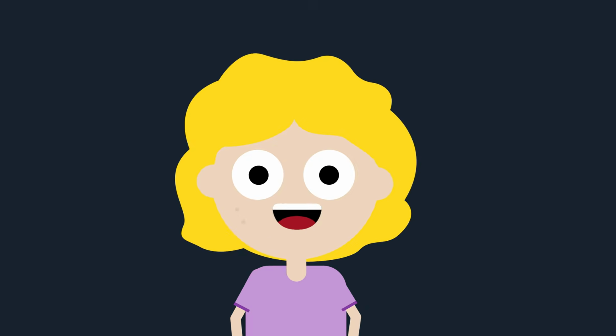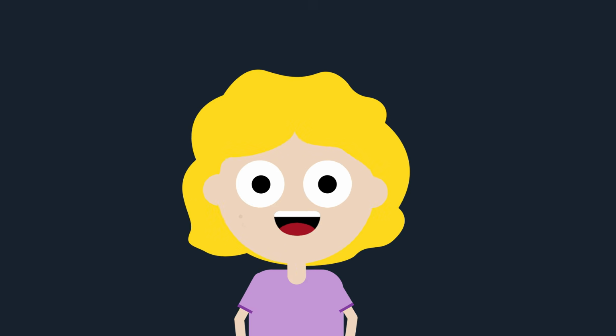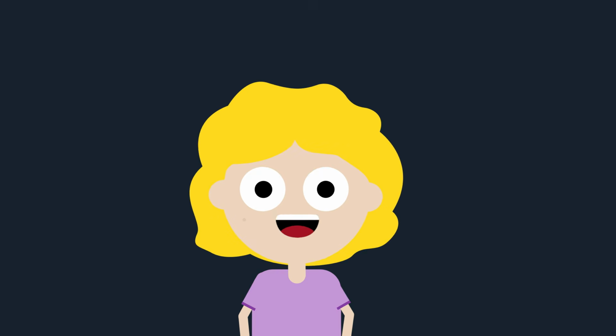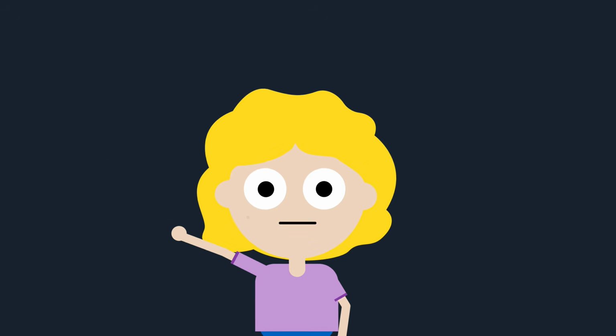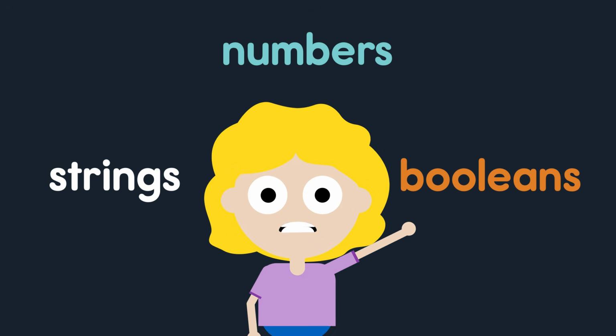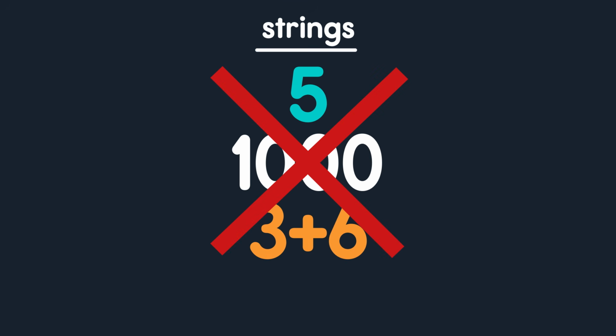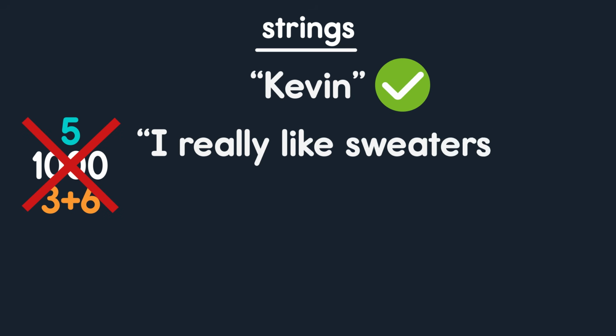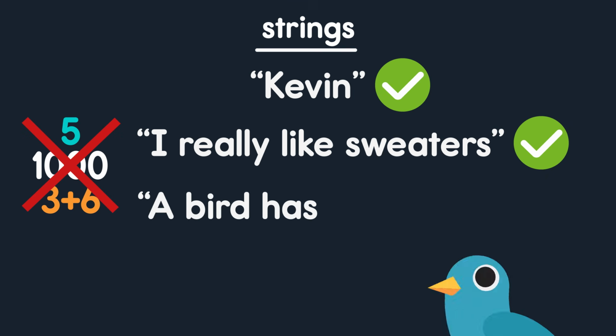Now, variables can have a type. Are you listening? They can have a type, and here's the main three. The variable types when you're talking to machines are strings, numbers, and Booleans. A string is not a number. It's actually made of letters, like your name or the words, "I really like sweaters." A string is text, characters and letters, just like the sentence, "A bird has feathers."